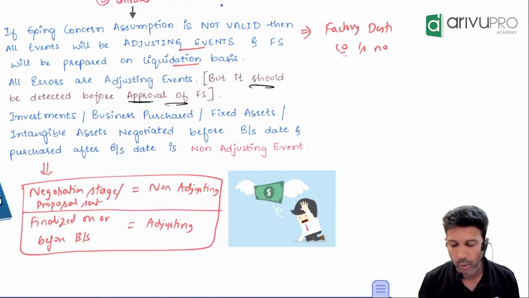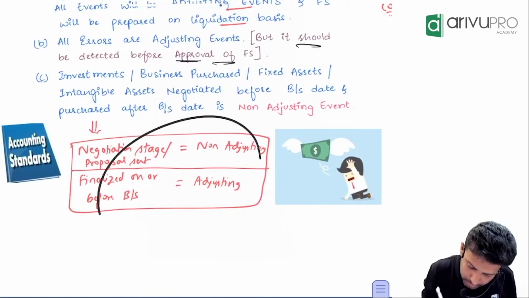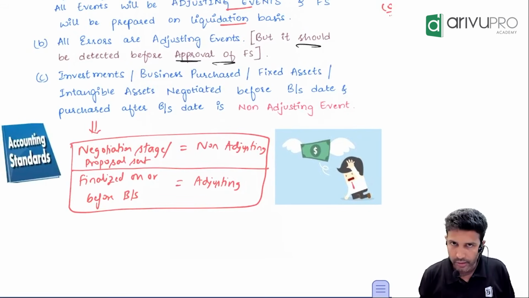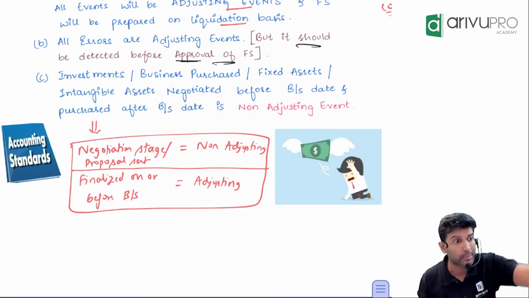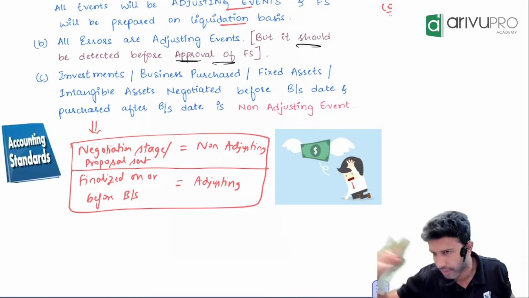Another common question which gets asked from this concept sometimes is this. I've written this. Remember this. This will help you to sort out a few things. They will say, we want to buy a new asset, or we want to buy a new investment, or we want to buy someone's business. Like this, these three scenarios they will use and construct some questions.